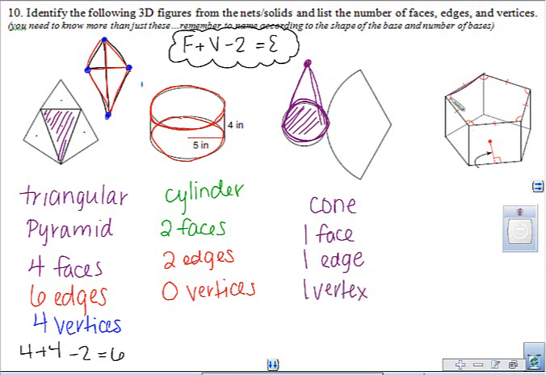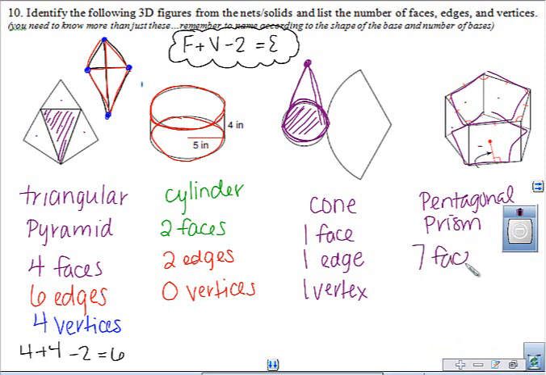All right, this is a 1, 2, 3, 4, 5-sided, and there are 2 of them, so it's a prism. Pentagonal prism. Okay, 2 bases and 1, 2, 3, 4, 5 lateral sides leaves us 7 faces. Edges, 5 on this base, 5 on this base, plus the 5 connecting them is a total of 15. And vertices, 5 on top, 5 on bottom, for a total of 10.